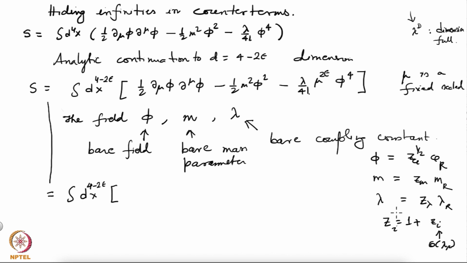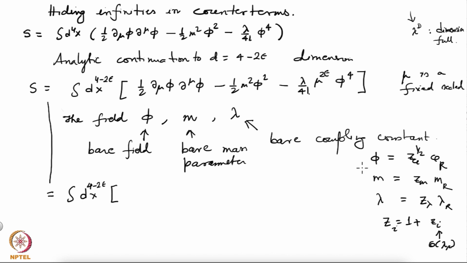Okay, these fields phi r, m r, and lambda r, we will keep them finite. That is something we demand, and you are going to see that the bare fields phi, m, and lambda will become infinite. All that infinity will be contained in the Z phi, Zm, and Z lambda. But let's anyway progress and see explicitly that this is what happens.